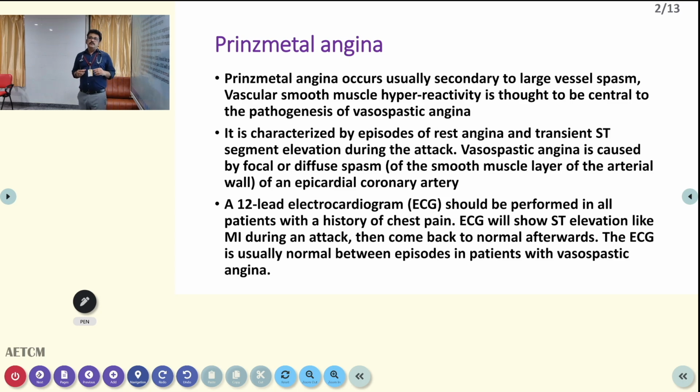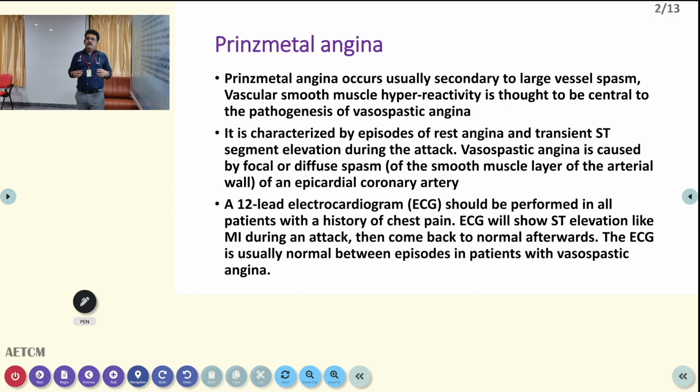This type of angina, that is incidental angina or vasospastic angina, occurs mainly due to coronary blood vessel spasm. So there will be a hyperactivity in the coronary blood vessel. That is produced due to various reasons, including some allergic reasons, and that produces severe angina. It is characterized by repeated episodes of rest angina and transient ST elevation during attack.